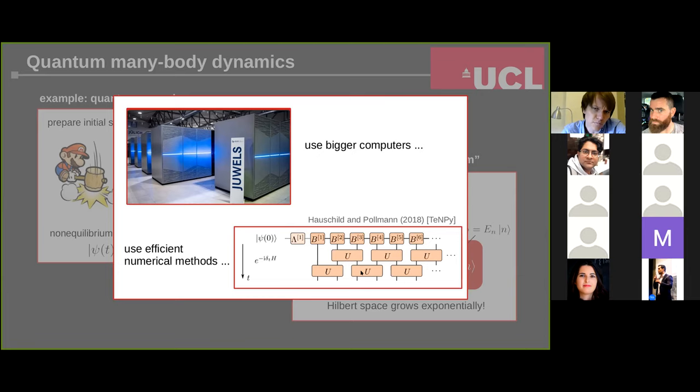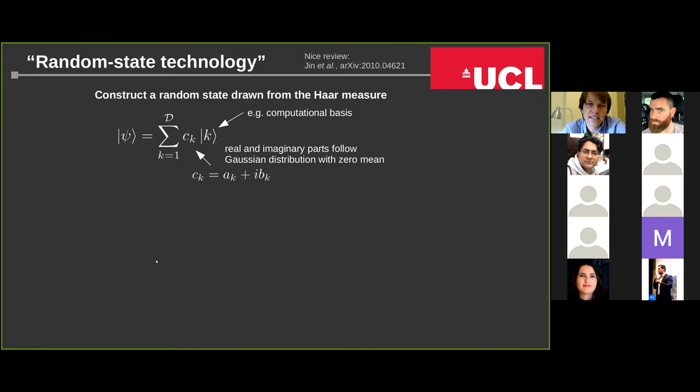But matrix product states also have a disadvantage. When you have a quantum many-body system, then during the time evolution, entanglement typically builds up rather rapidly. At some point in time, your wave function is just too entangled and you can't compress it anymore. So your simulation has a finite cutoff in time. Okay, so we have big computers and we have efficient numerical methods. What I want to tell you today is that random states in some cases also provide a rather useful numerical approach to study the dynamics of quantum many-body systems.